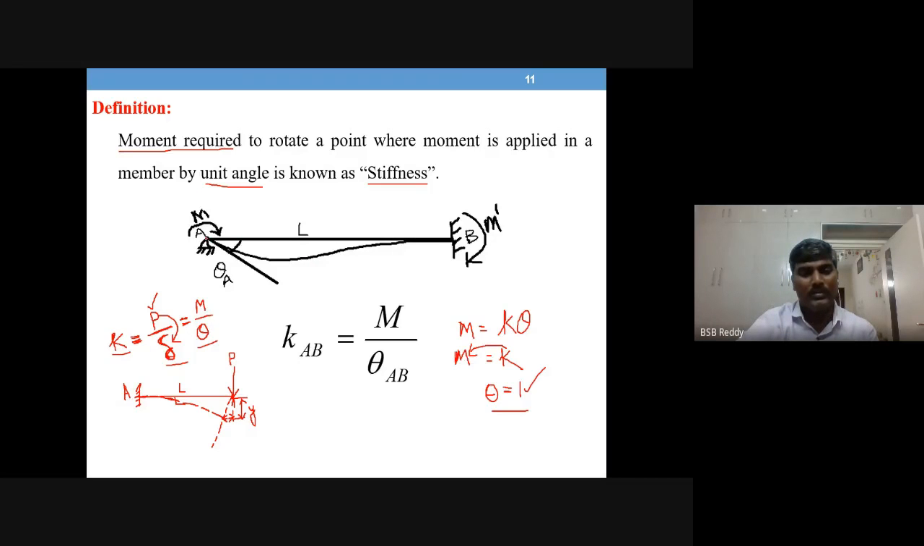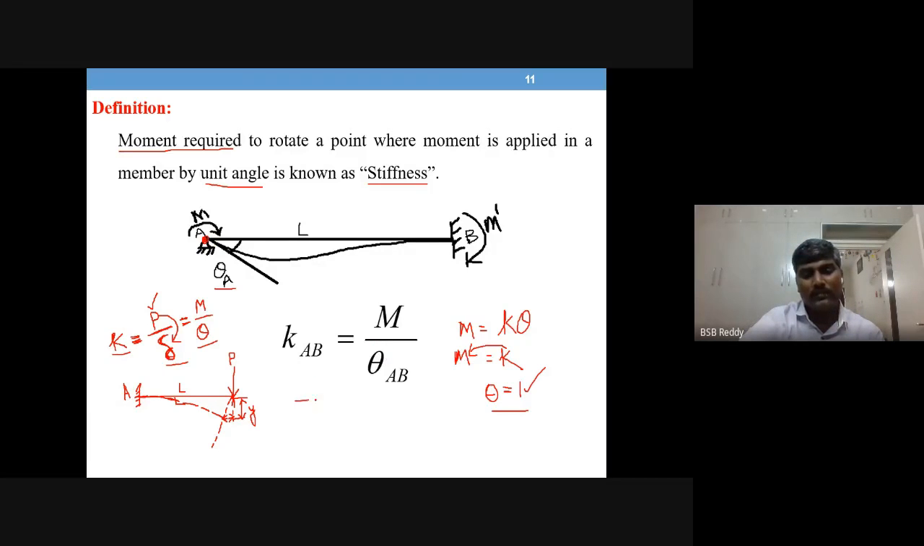So this is a point A, where you are applying the moment, and that point is rotated by an angle of theta A. So K is nothing but M by theta A for that member at that point. Got it?